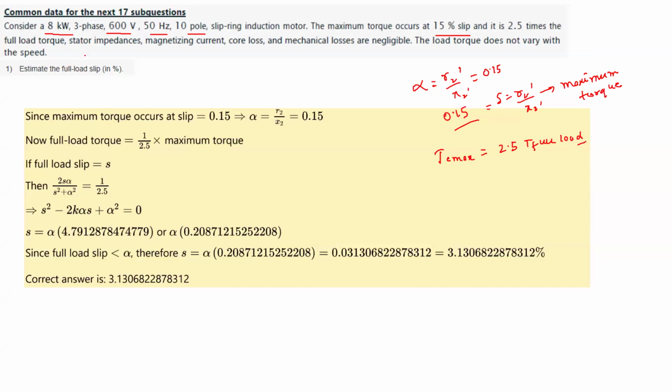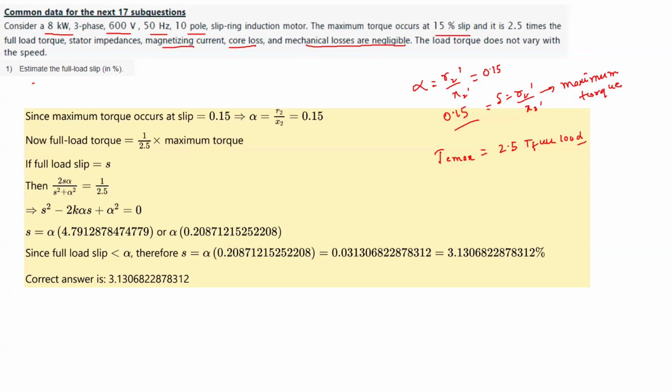Now they are saying the stator impedances, magnetizing current, core loss, and mechanical loss are negligible. So we know which circuit this is: the simplified circuit, because we are neglecting the stator impedances and the core losses. So they're asking you to use the approximation values. Now they are saying that the load torque does not vary with the speed. That is just additional information.